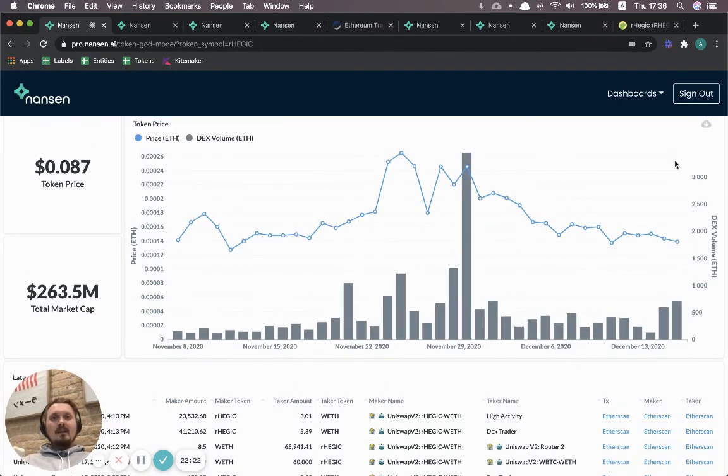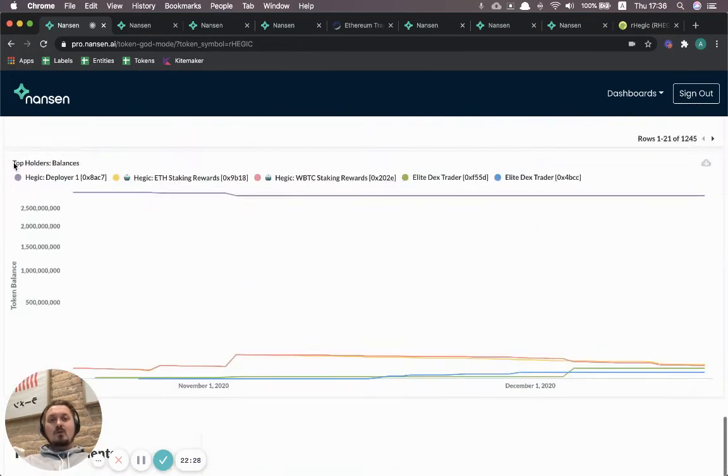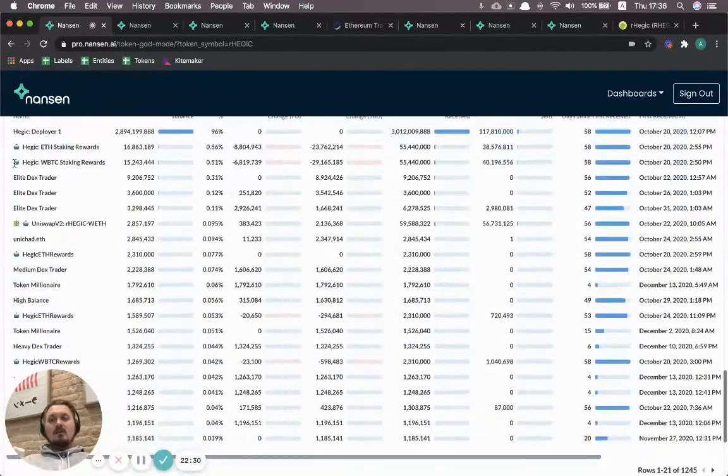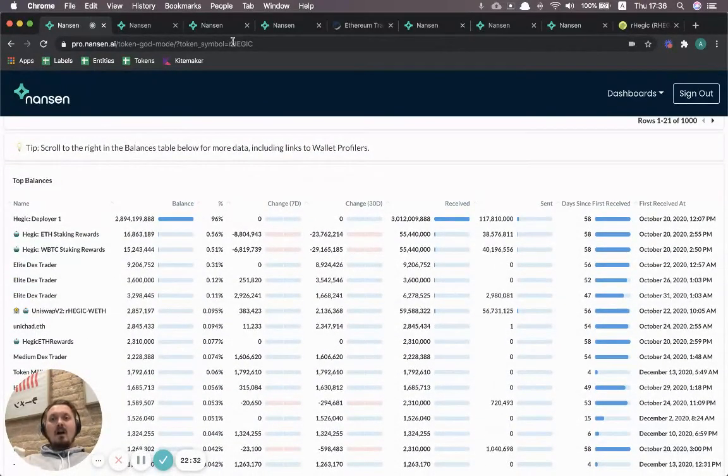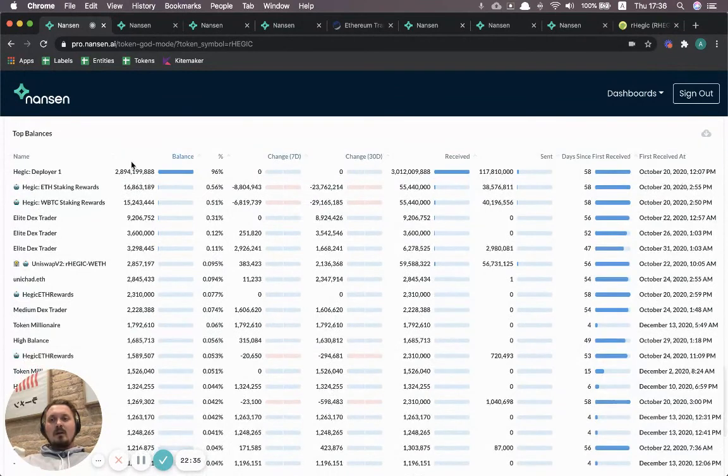So hopefully, in this video, you've seen how you can go really deep in understanding what are the actual drivers of certain movements, right? We've looked at rHEGIC in token god mode, where you can drill down and look at how it's been distributed, who are the farmers of it, what are the farmers actually doing with these tokens. And we also looked at the same for Hegic, which is basically what you use to farm rHEGIC.